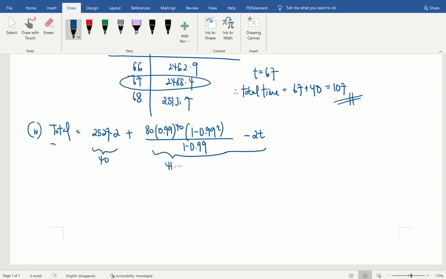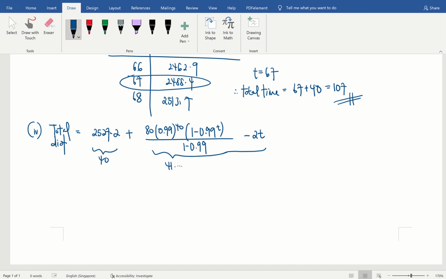The total distance that represents Carol and the shore. Because for the first 40 minutes, it's fixed at 2527.2. Now essentially I'm asked to find a maximum for this, the greatest distance. So the easy way is to go to my GC, plot a graph, and find a maximum point. It's easier than solving by hand. Can you follow? Because essentially I'm asked to find a maximum, a greatest distance.